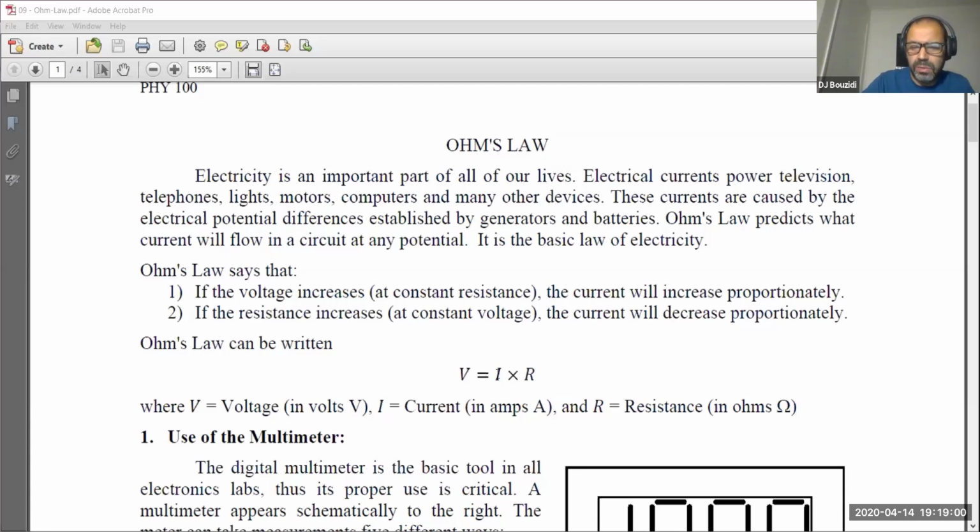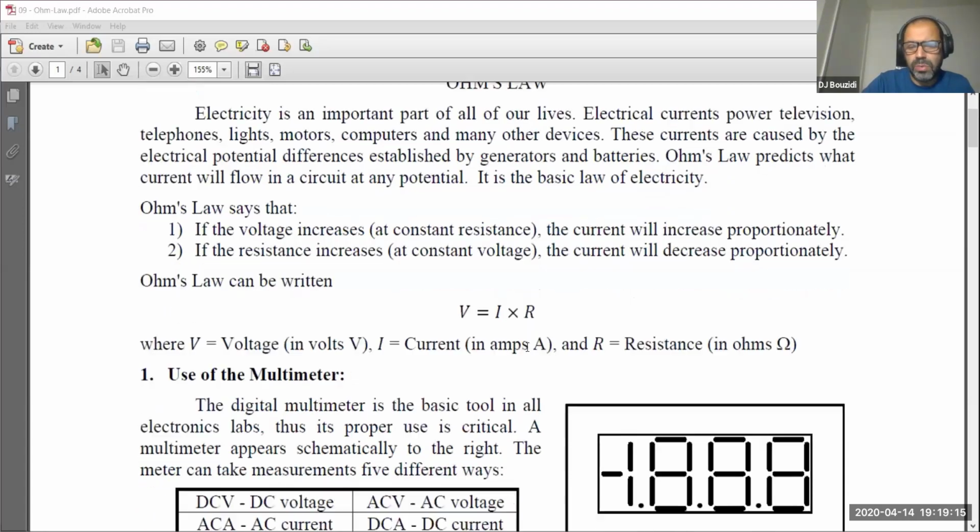The current, which is I, is in amperes. The unit for it is called amps, it's amperes. And the resistance is in ohms, and the symbol for it is that capital omega. So this is the law that we're going to be using.